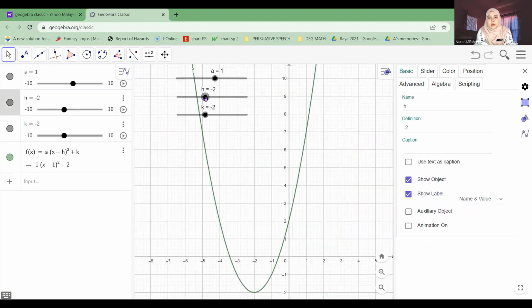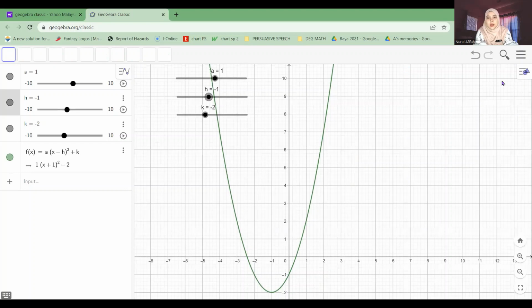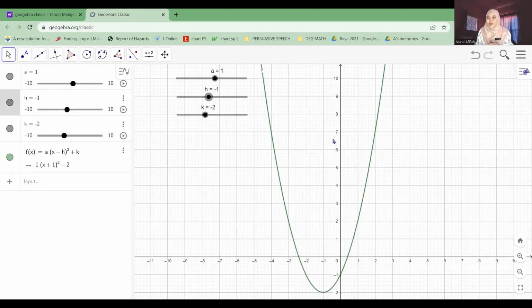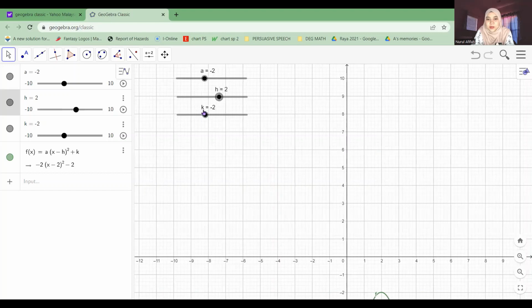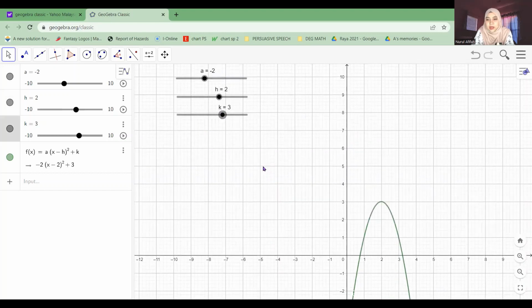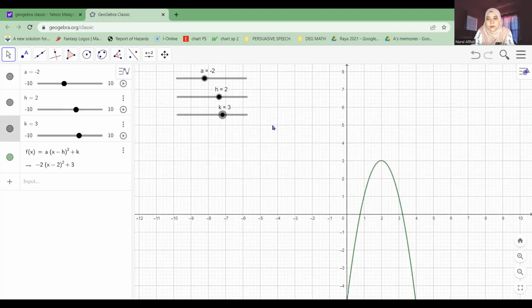I will give you 10 minutes also, and I want you to fill in the template that I give to you. And the first 2 will also get the prize. Okay, your time starts from now. You must analyze the graph. Okay, what happened to the graph if the value of A, H, and K change? Analyze, okay? Okay, your time starts from now.